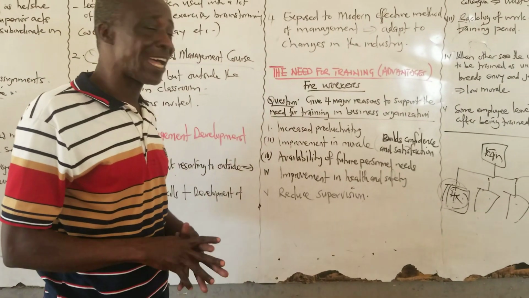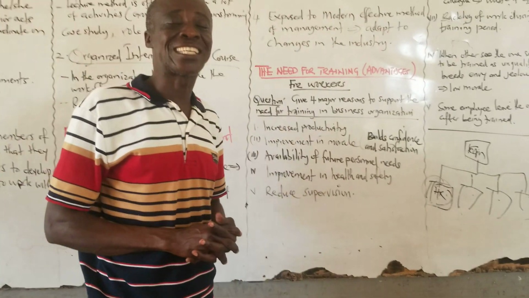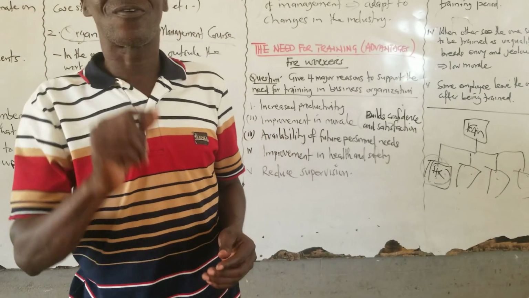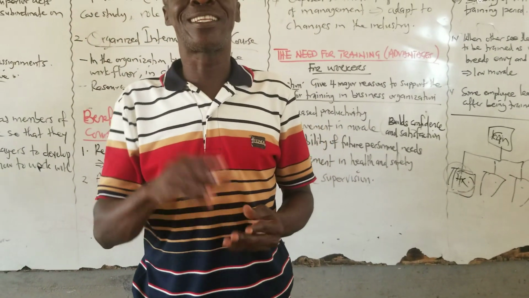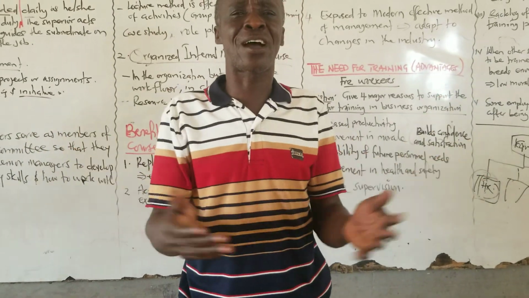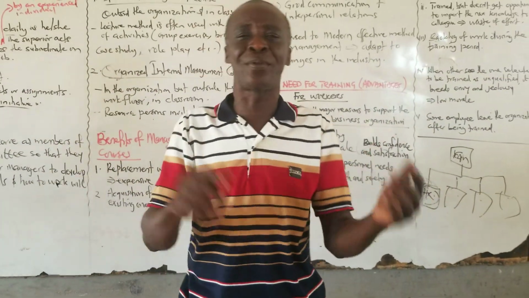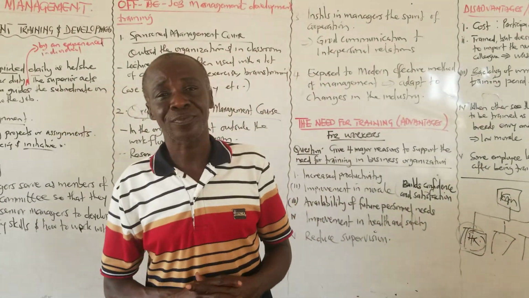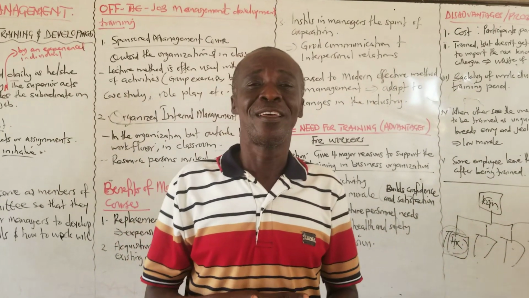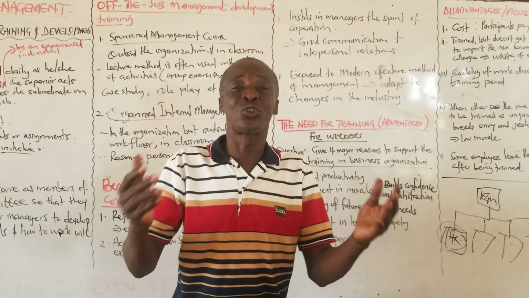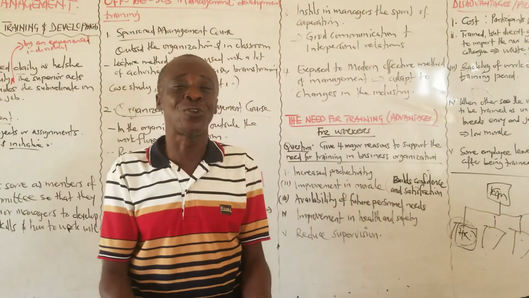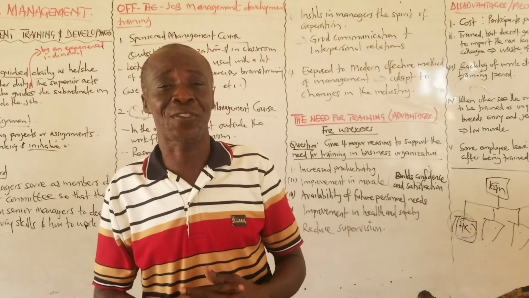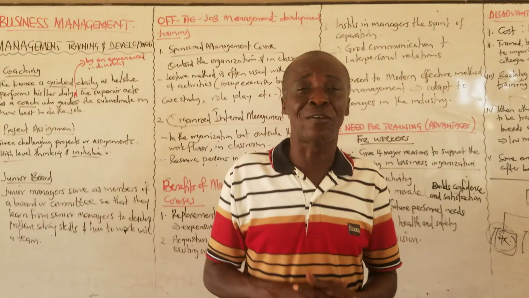The last one here is that training is necessary because it helps to reduce supervision. Now, if the worker is well trained, there will not be continuous supervision. If you have a worker who has the skills, who has the knowledge, who has the ability to do whatever the person is doing, there will not be close supervision. The manager will do supervision intermittently. Once in a while, you go and check. You know that when you assign work to this person, without supervision, the person will be able to do the right thing. So it will reduce supervision.